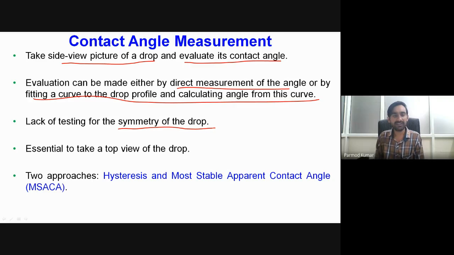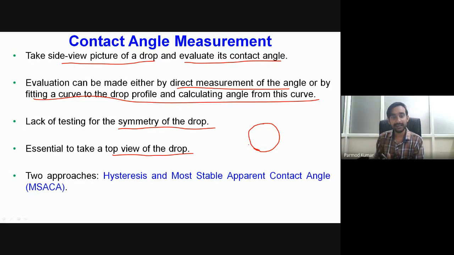Okay, so many times it becomes essential to take the top view of the drop, because when we take a photograph from the top view, if the drop is axisymmetric, we will find a circular contact area, a circular projected area of the droplet profile. That can be ensured from the top view. If the photograph comes out perfectly circular, we can say that our drop is axisymmetric. If it is not circular, obviously we cannot do the measurements. Before that we have to generate a new droplet and try to ensure the axisymmetry.